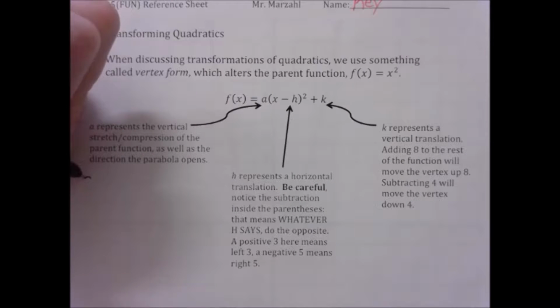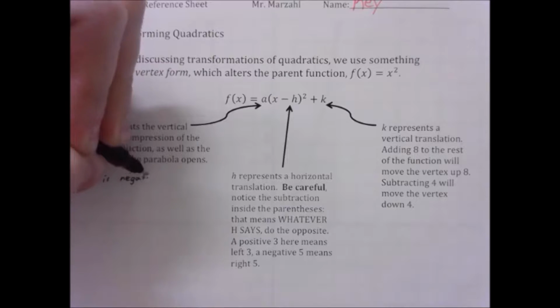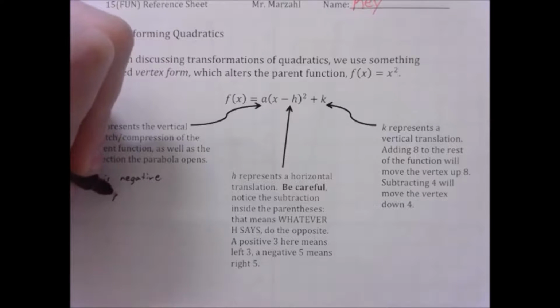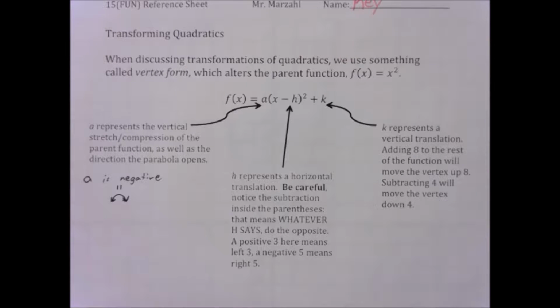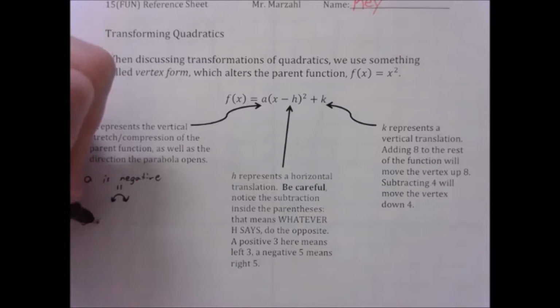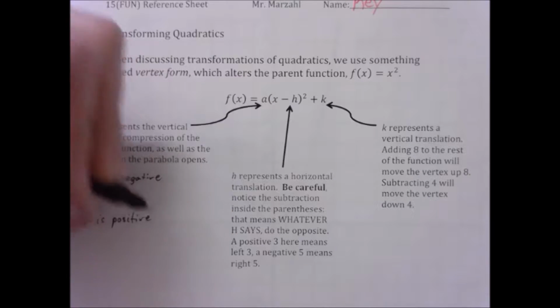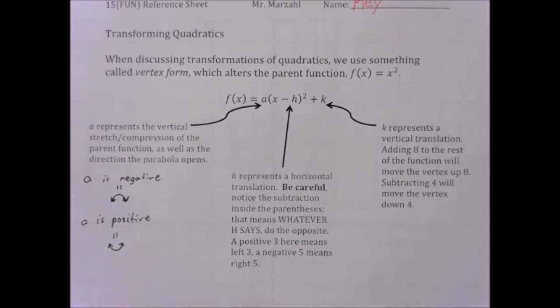So if a is negative, then the parabola opens downward. So the negative parabola is looking like a sad face. If a is positive, the parabola is going to open upward. And so the parabola is going to look like a happy face because it's positive.